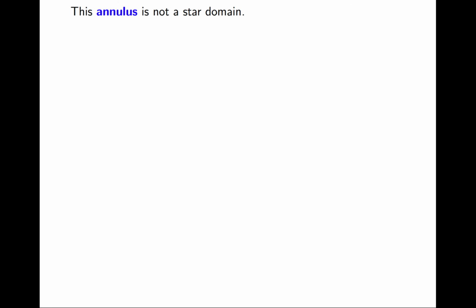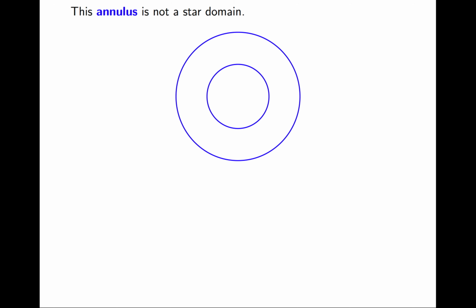Conversely, this annulus is not a star domain. So here the annulus is all points between the two concentric circles. And here's a problem. Say I take a point z1 up here and a point z2 down here. If I want to draw a line segment between z1 and z2, well, that line segment is going to pass through the center of the annulus, which doesn't live in the annulus. So I have that gap of the dotted line. So no matter what point I might pick to be my star center, maybe I'd think z1 could be the star center, I can just reflect around the center of the annulus and I'll find a z2 such that the line segment from z1 to z2 isn't fully contained in the annulus.